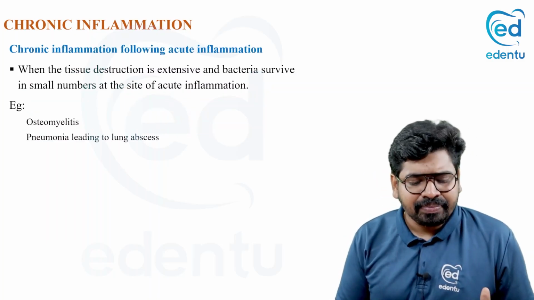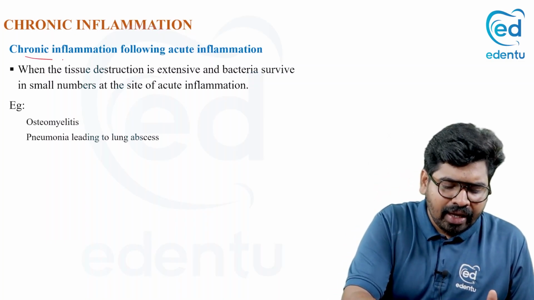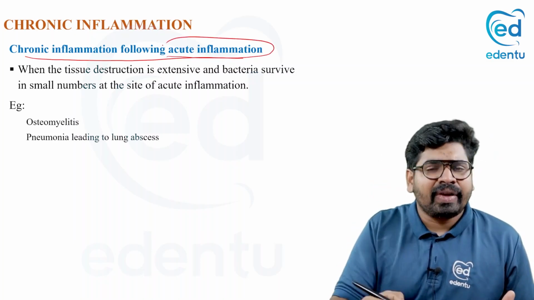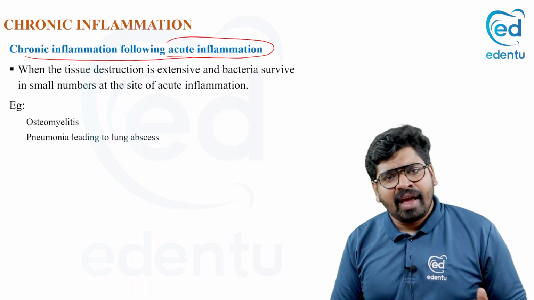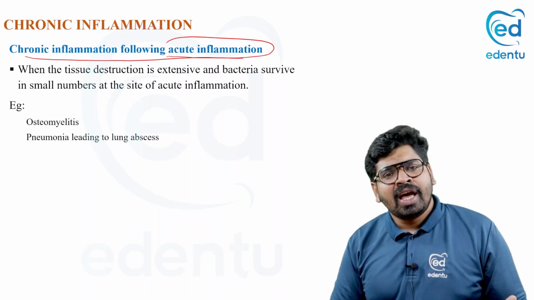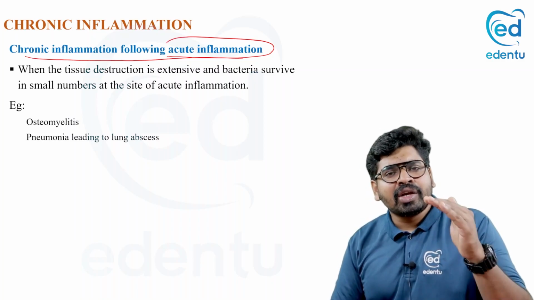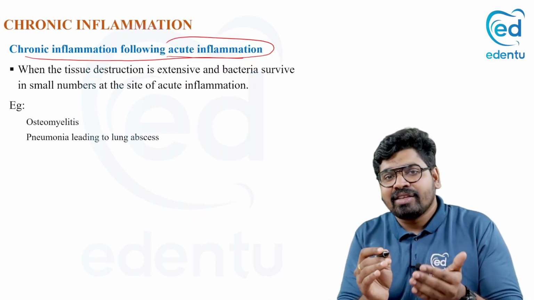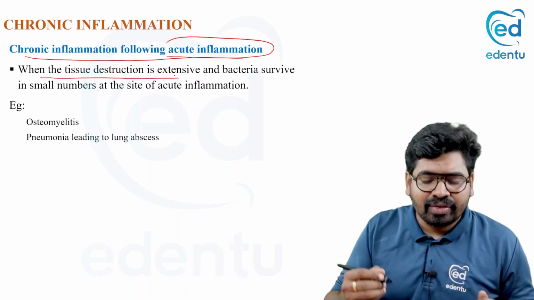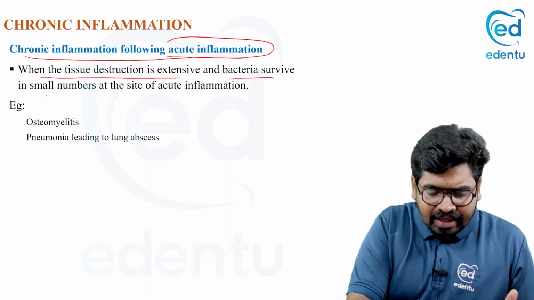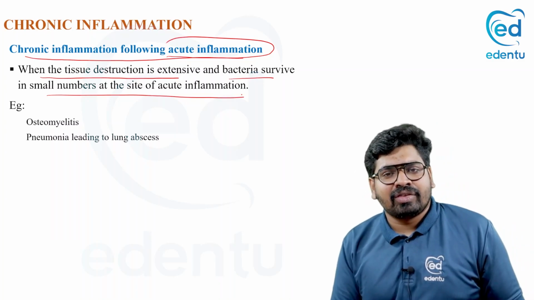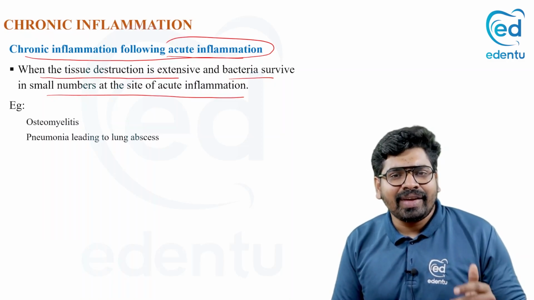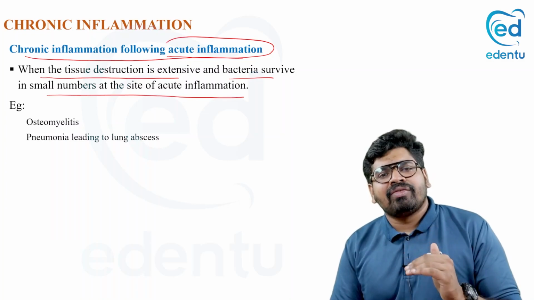Let's see the first one, chronic inflammation following an acute inflammation. Here we had an acute inflammation at the beginning, with extensive tissue destruction, and we are trying to treat this patient. Because of our treatment the acuteness is reduced, but still some amount of bacteria will survive in the destroyed tissue. Because of improper treatment or not completing the full course of treatment, some bacteria may survive, and it can result in a chronic inflammation which will persist.